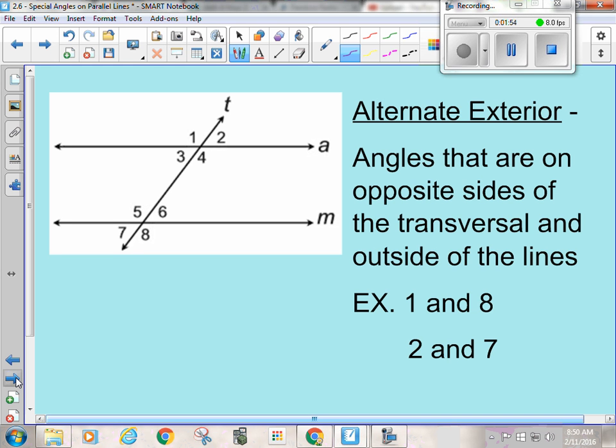Then we have alternate exterior angles. These are angles that are on the opposite sides of the transversal again, but they are outside of the lines. So those would be like 1 and 8 and 2 and 7. They are on opposite sides of my transversal and they are outside of my lines A and M. So those are the three types of angle relationships we see.